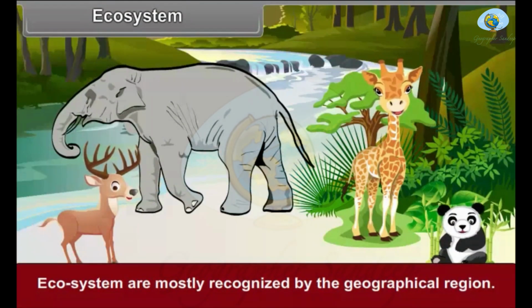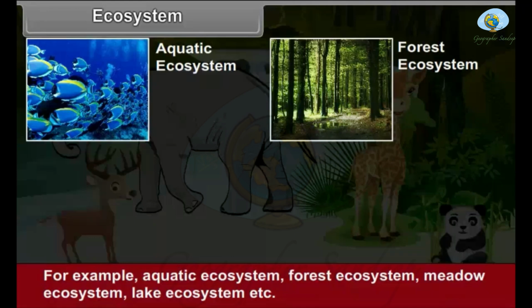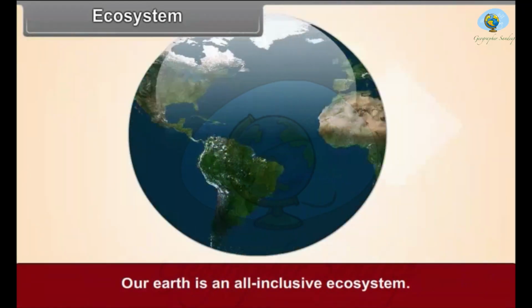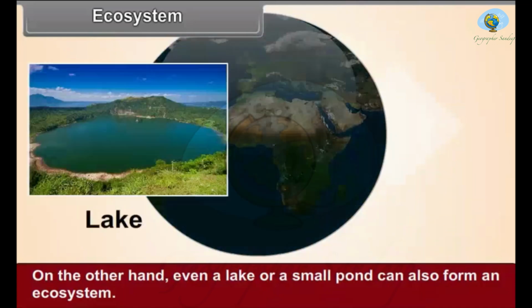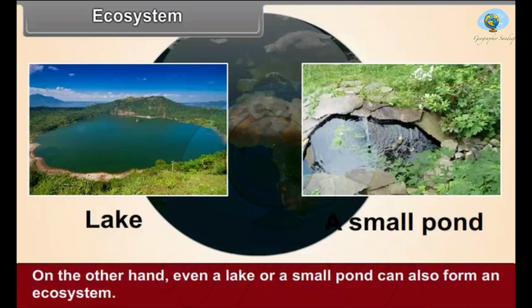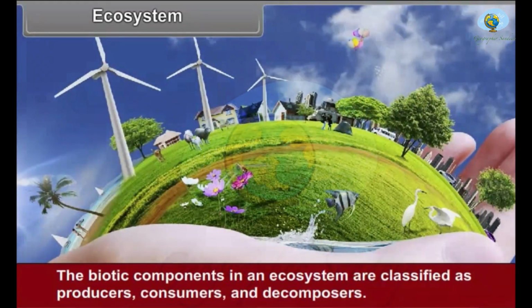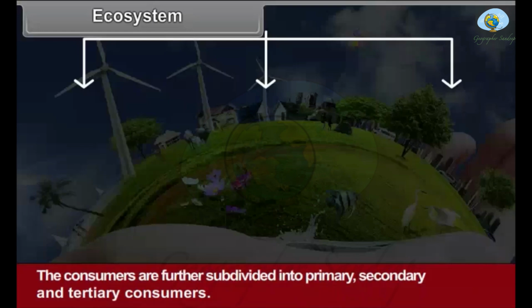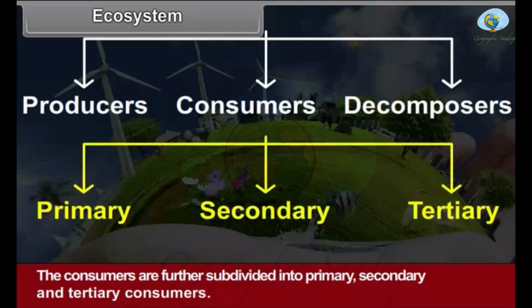Ecosystems are mostly recognized by geographical region. For example, aquatic ecosystem, forest ecosystem, meadow ecosystem, lake ecosystem, etc. Our earth is an all-inclusive ecosystem. On the other hand, even a lake or a small pond can also form an ecosystem. The biotic components in an ecosystem are classified as producers, consumers, and decomposers. The consumers are further subdivided into primary, secondary, and tertiary consumers.